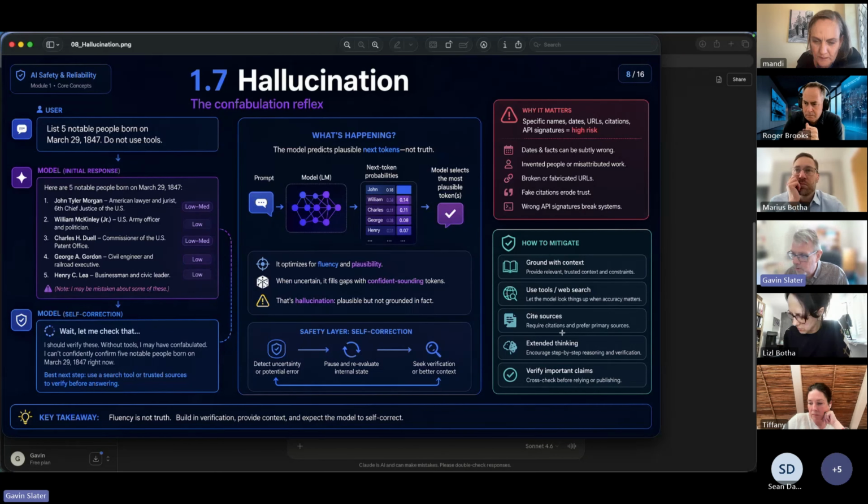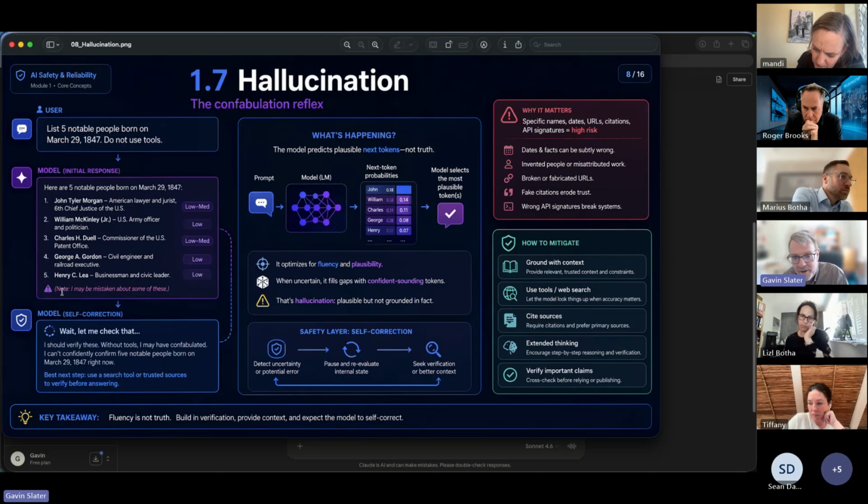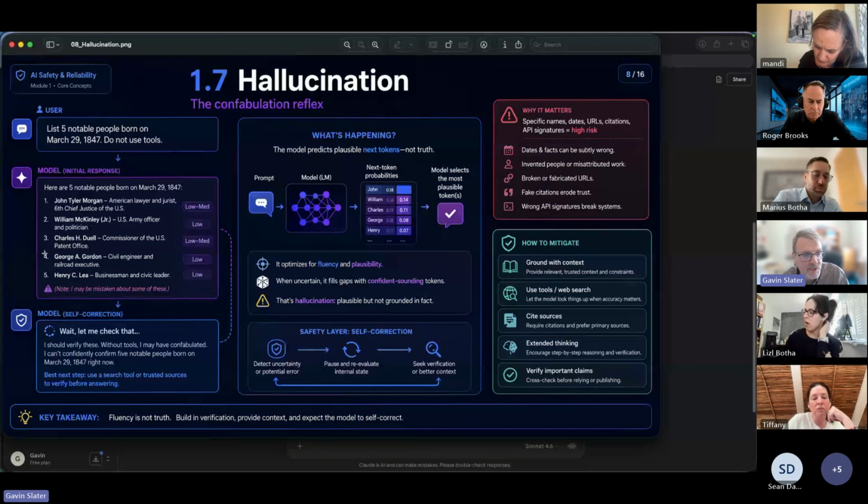So even though these models are really, really good, going back to this idea, all it's doing is pattern matching. It doesn't actually know the words. It doesn't know calculations. It doesn't know any of that.